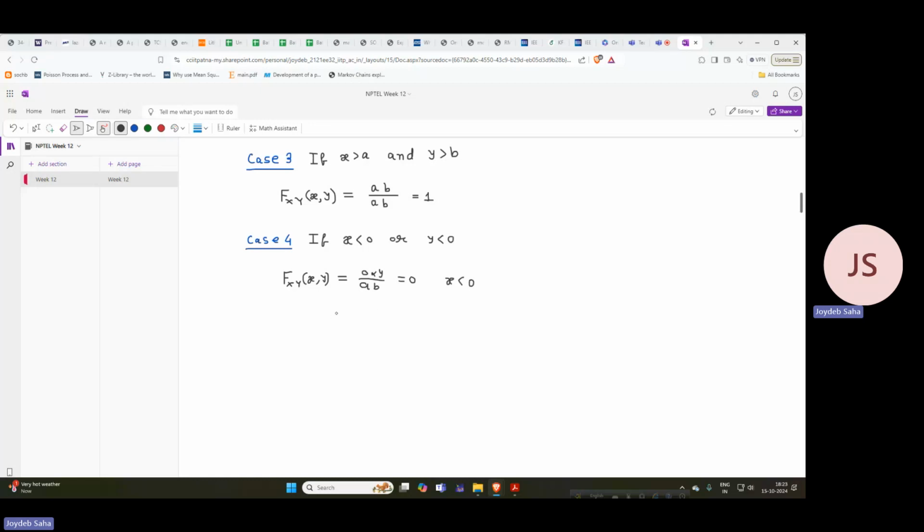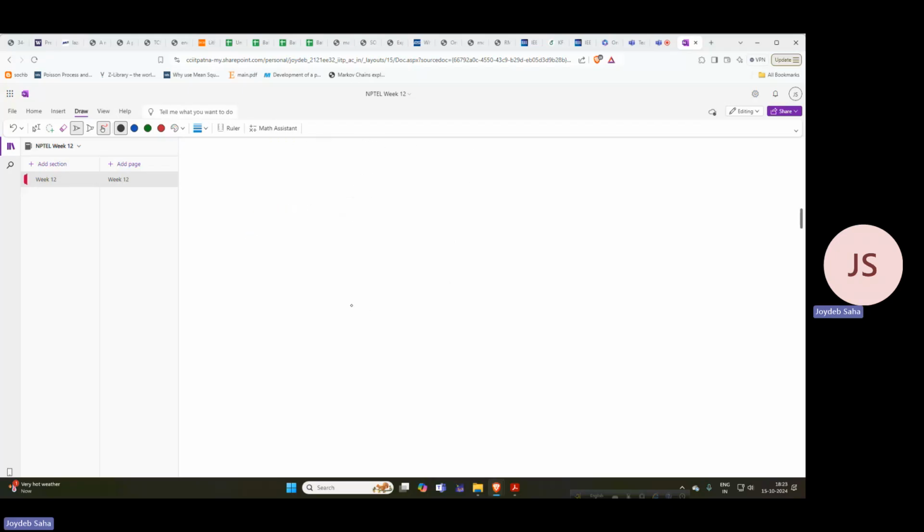Similarly, if y is less than 0, then it will be x cos 0 upon AB. And what is the value of y here? Anything, either positive value. Let us consider, it is also 0 if y less than 0, and if x and y both less than 0, then 0 cross 0 upon AB. Okay. Now, let us conclude the distribution function.